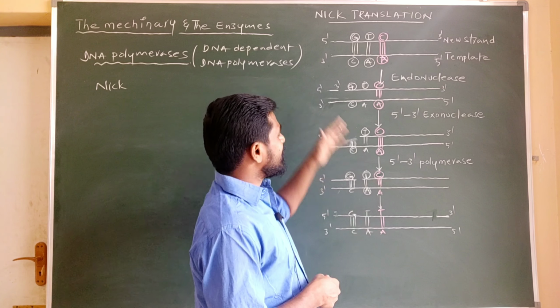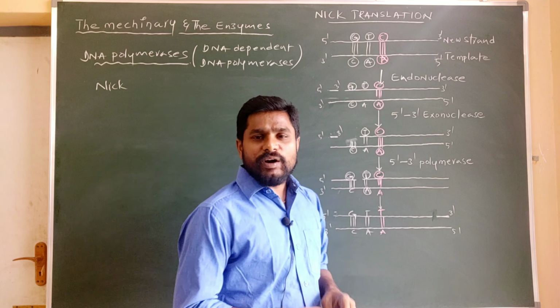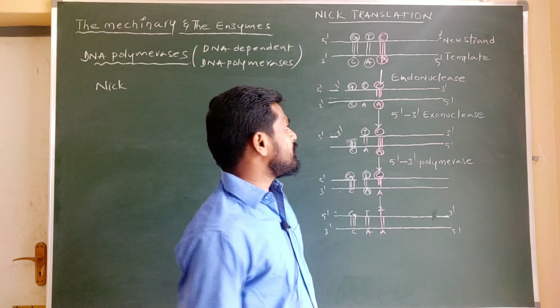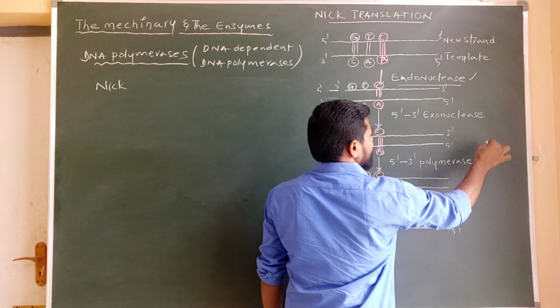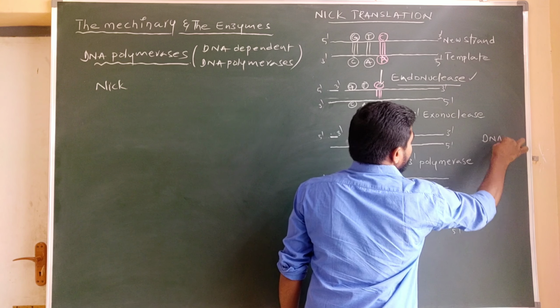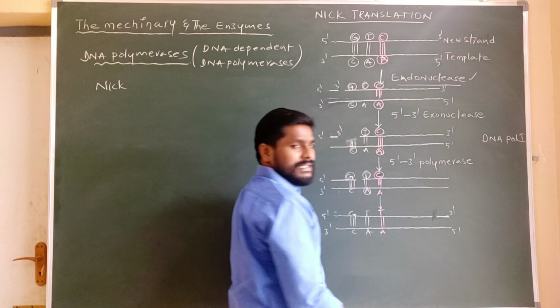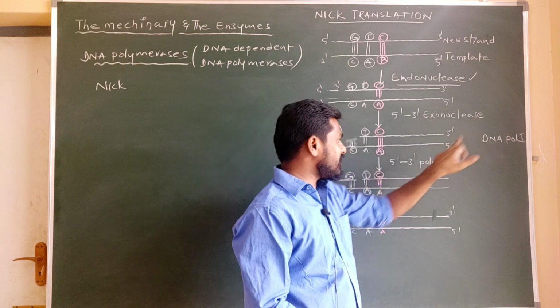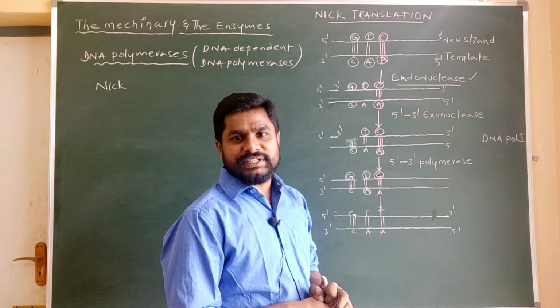Let us see the mechanism of this nick translation step by step. It requires two types of enzymes. One is endonuclease and another one is DNA polymerase 1. The DNA polymerase 1 shows its two activities: one is 5' to 3' exonuclease activity and the other is 5' to 3' polymerase activity.